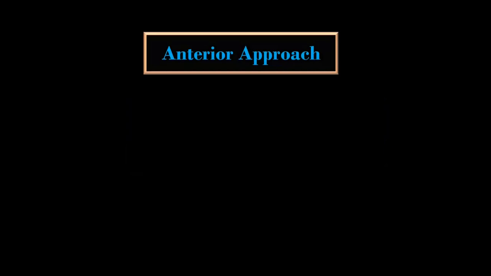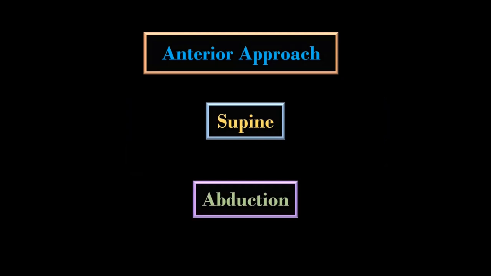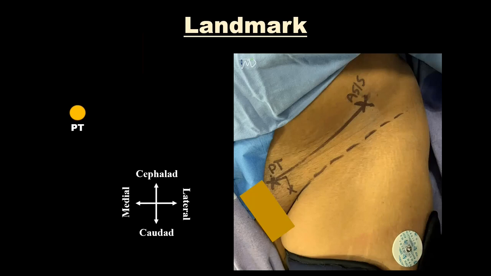The patient lies supine with the limb to be blocked at 30 degrees abduction. The pubic tubercle is identified by palpation and a 1.5 cm to 2 cm long line is drawn laterally and caudally. The needle insertion site is labeled at the tip of the end of this caudal line.